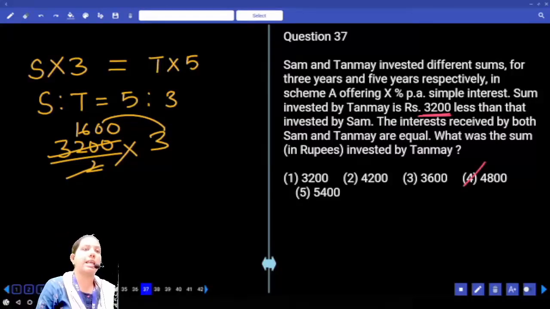Rate of interest is the same. What is the I value? Simple interest, PTR by 100. You don't need to learn this here, you studied it in 10th. I is equal to P into T into R by 100, we learned that. The R value is the same, and 100 is a constant.